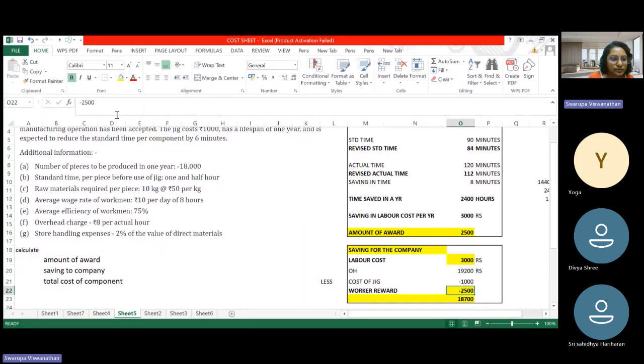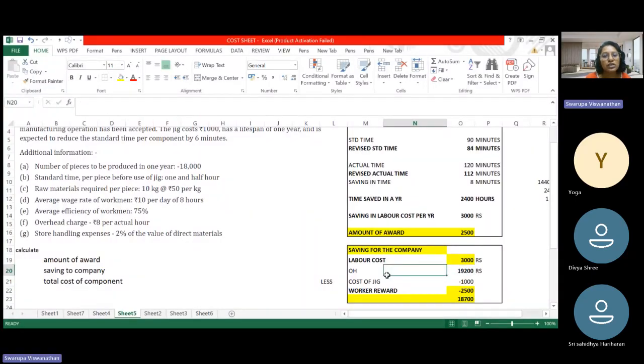Okay. Now, material, there is no change. Hours saved, it will have no impact. Then we have overheads. Overhead is 8 rupees per actual hour. So earlier, if the number of hours taken was X, now we are taking X minus 2,400 hours. So for the 2,400 hours, we will be saving 8 rupees. So 8 into 2,400, which is 19,200 is the savings with respect to overheads.